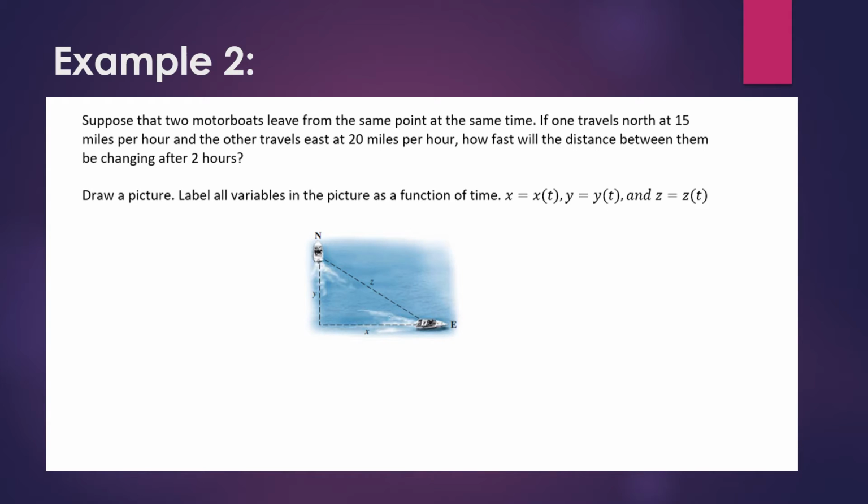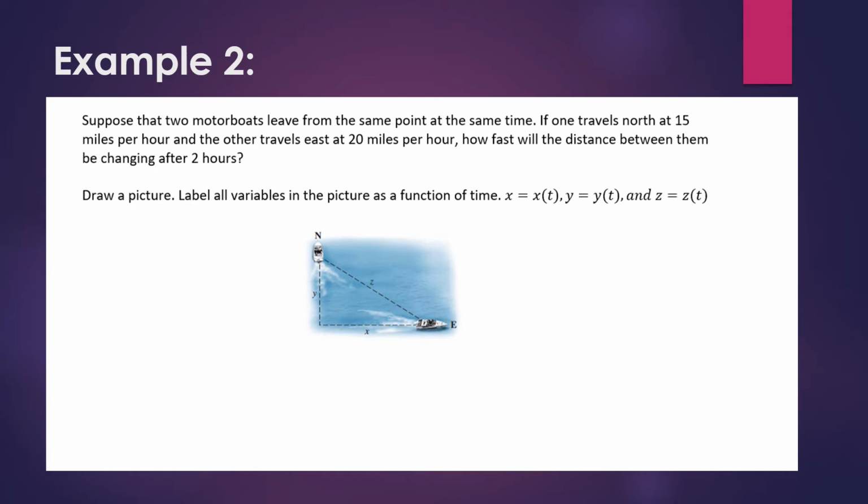So example 2, it says, suppose that 2 motorboats leave from the same point at the same time. If one is traveling north at 15 miles per hour and the other is traveling east at 20 miles per hour, how fast is the distance between them changing after 2 hours? So it does say draw a picture, label all variables in the picture as a function of time, x, y, and z, but then they're nice enough to just give us the picture. So step 1, draw the picture, we have it.